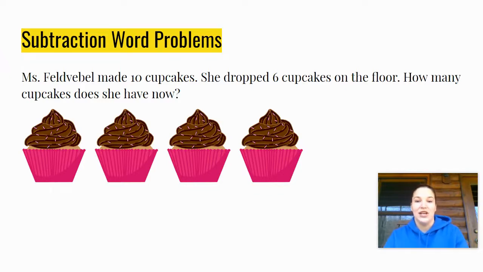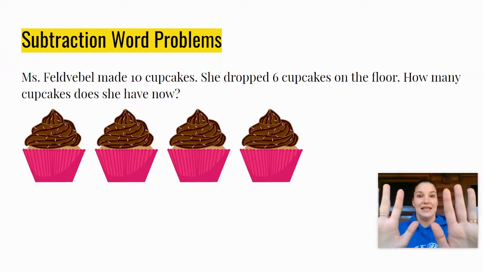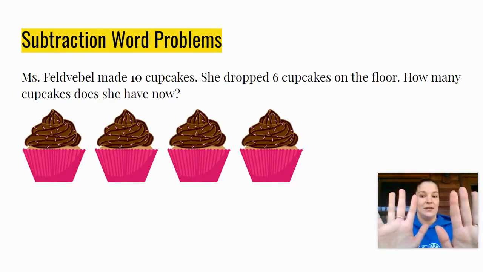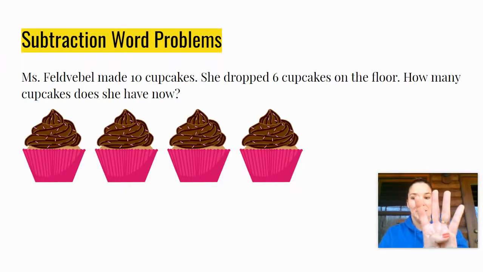4. That's right. Let's check it on our fingers. 10. And we are going to take away 6. Okay? Let's go. 1, 2, 3, 4, 5, 6. How many cupcakes? 4, which matches what we have here. 1, 2, 3, 4. So this problem would be 10 minus 6 equals 4.